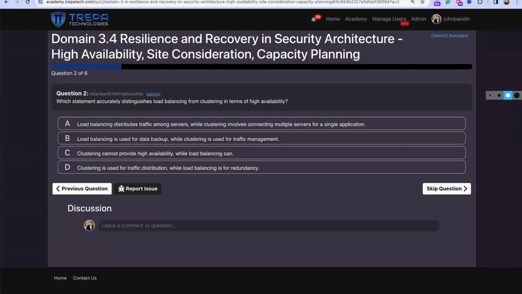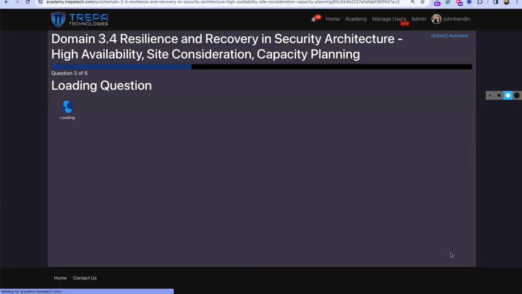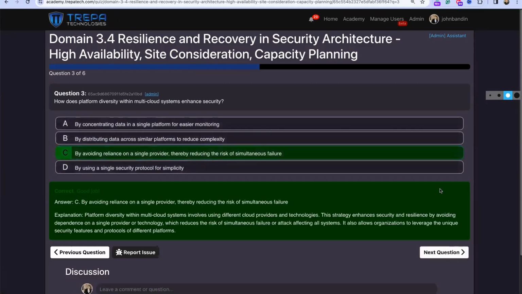Question 2, which statement accurately distinguishes load balancing from clustering in terms of high availability? That's going to be A. Load balancing distributes traffic among servers, while clustering involves connecting multiple servers for a single application. Clustering web servers, containers. Question 3. How does platform diversity within multi-cloud systems enhance security? So we're going to go with C here. By avoiding reliance on a single provider, thereby reducing the risk of simultaneous failure.